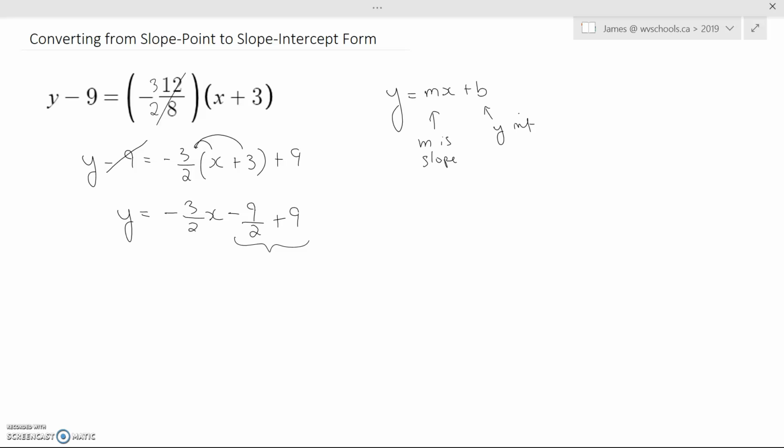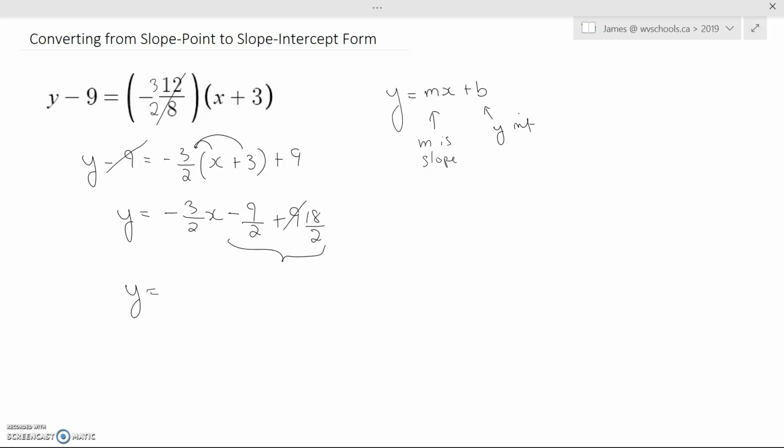Now, if I'm going to combine a fraction with an integer, I need to convert that integer into a fraction as well. So I'm going to rewrite 9 as 18 over 2. Check that again for yourself if you need to. 18 divided by 2 is just 9. And then I can combine these components together.